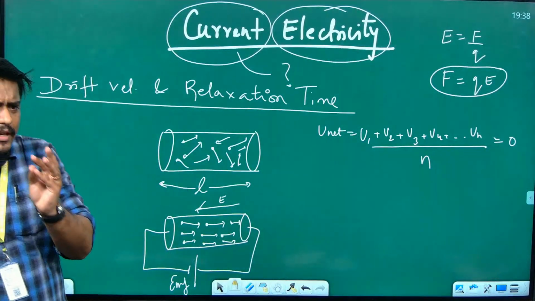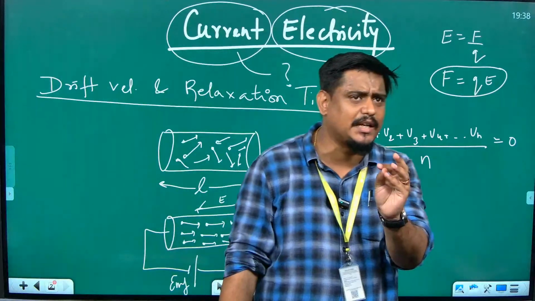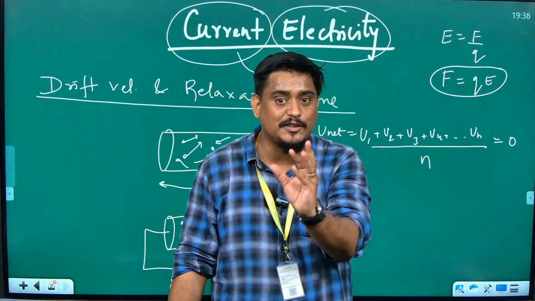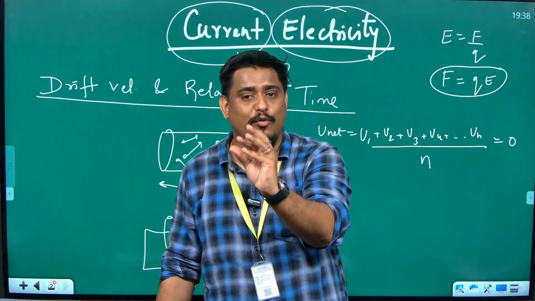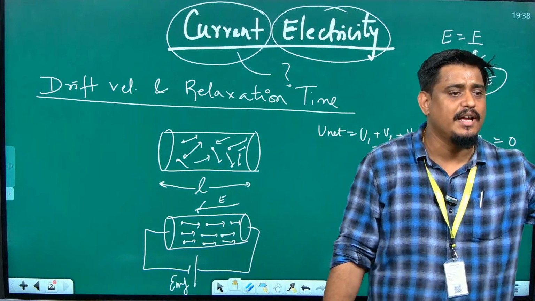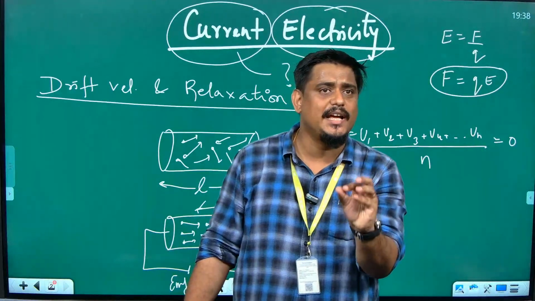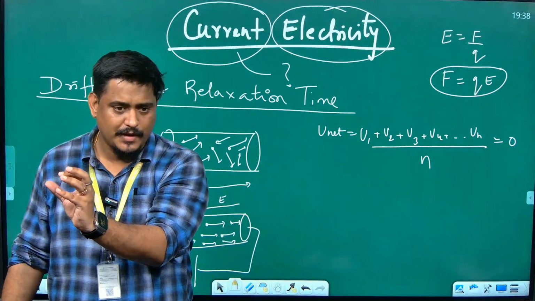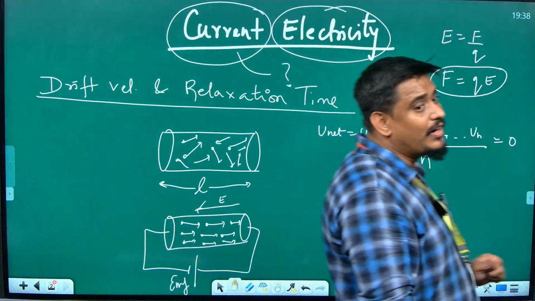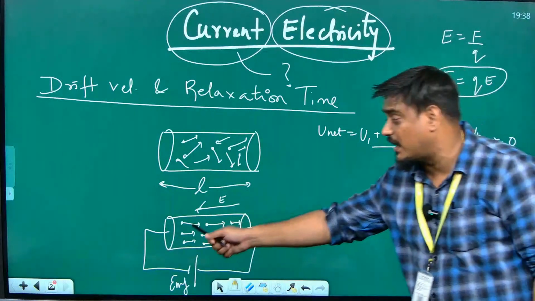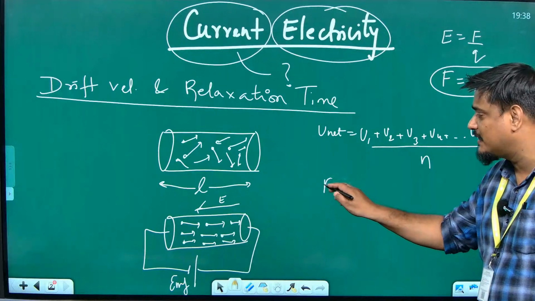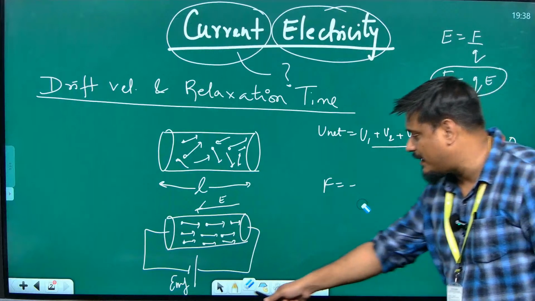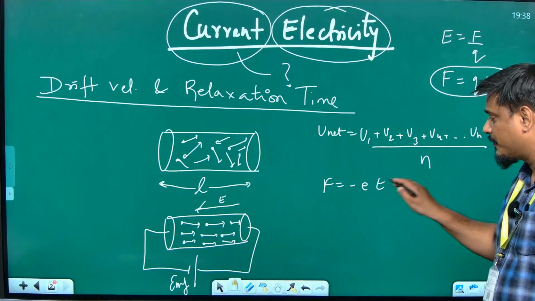It means whenever a charged particle is placed inside an electric field, it experiences a force. If it is a positive charge, it experiences a force in the same direction as the electric field. If it is a negative charge, it experiences a force in the opposite direction. Are you getting my point? So here, what force are these charges experiencing? They experience a force of negative Q into E. Since it is an electron, I am writing just minus e into E.